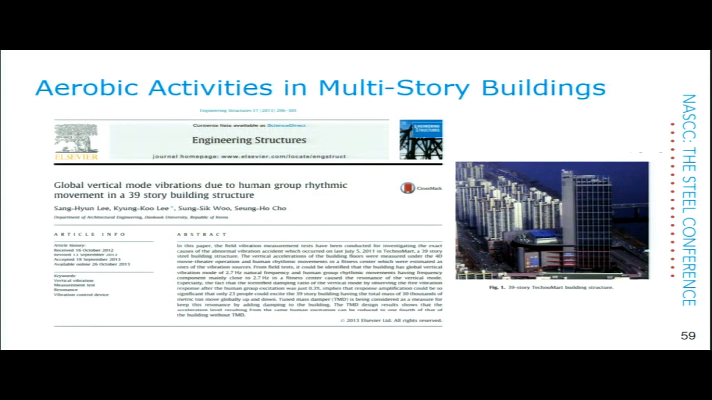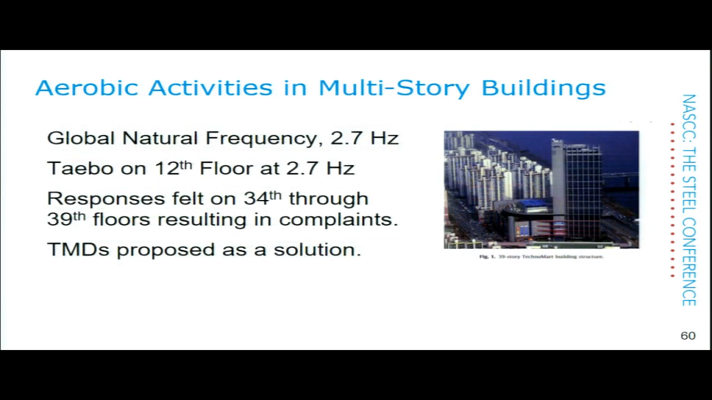In case that happens today, here's a paper in Engineering Structures of the same kind of thing happening in a building in Seoul, Korea. It's a 39-story building, picture it over here. They were doing a rhythmic exercise on the 12th floor. The global natural frequency of the building was 2.7 hertz, and the exercise was exactly 2.7 hertz. People on the 34th through the 39th floor thought there was an earthquake and started complaining. They couldn't figure out what it could possibly be until somebody realized this was going on 12 stories below.